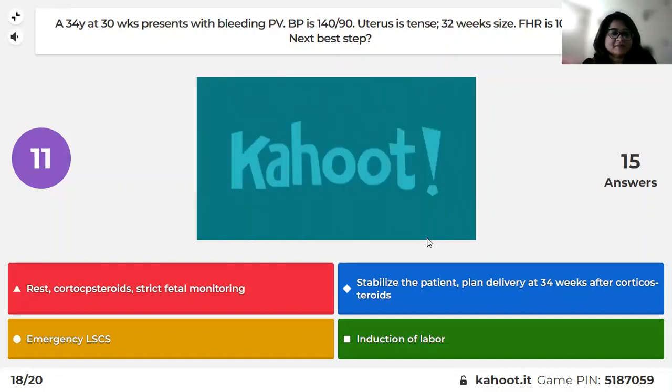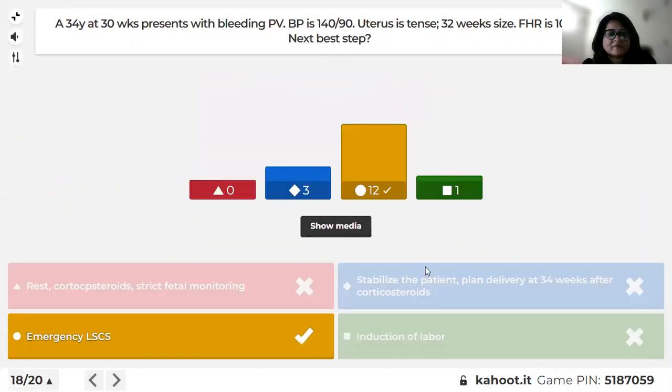Quickly, answer. Yes, so emergency LSCS. Why? So what is the diagnosis here? This is abruption. And in abruption, just like eclampsia, there is no time at all. You have to deliver the patient. Otherwise, there could be a very high incidence of maternal and fetal complications.